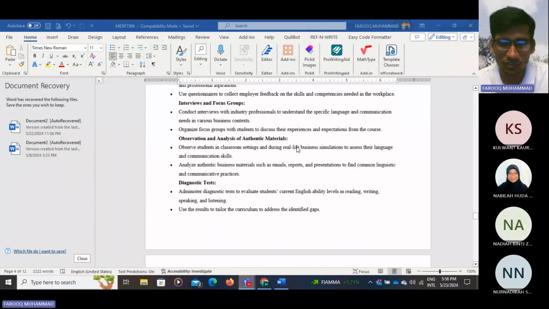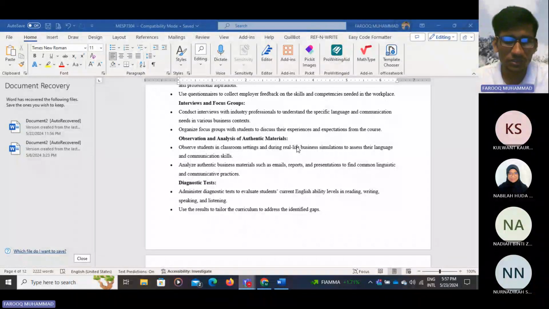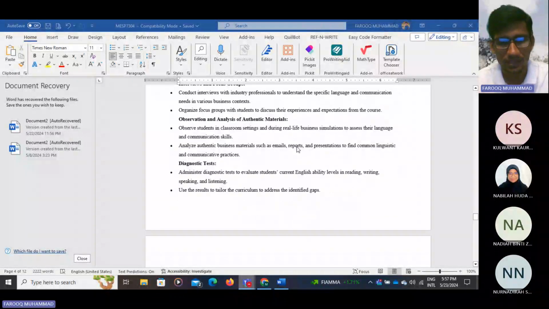Observations and analysis of authentic material. What kind of authentic material are they having? For example, in business English, they have to write an email, so what kind of material are they having? Observe students in the classroom setting and during real-life business simulations to assess their language and communication skills. Also analyze authentic business materials such as emails, reports, and presentations to find common linguistic and communication practices.